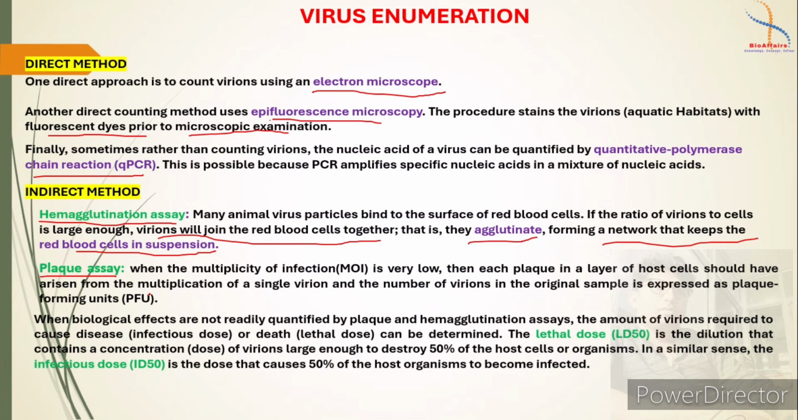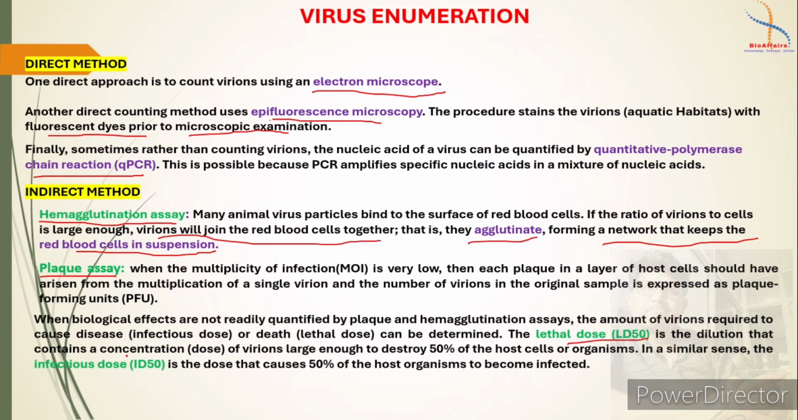Now, coming to when biological effects are not readily quantified by plaque and hemagglutination, because not all viruses can be formulated in these two methods or direct methods, there are highly pathogenic viruses. Then the amount of virions required to cause the disease, infectious disease or death is curated through two terms. The lethal dose LD50 is a dilution that contains the concentration of the virion dose that can destroy 50% of the host cells. So understand it like this.